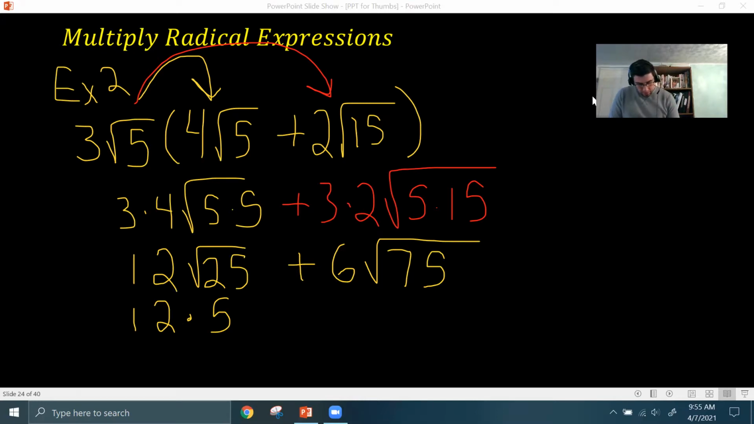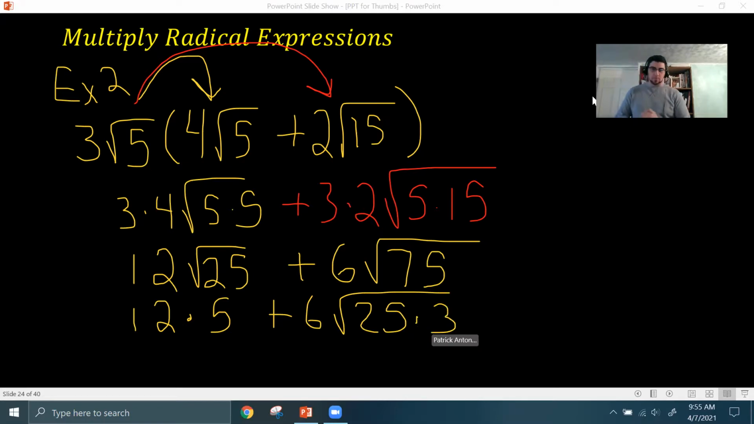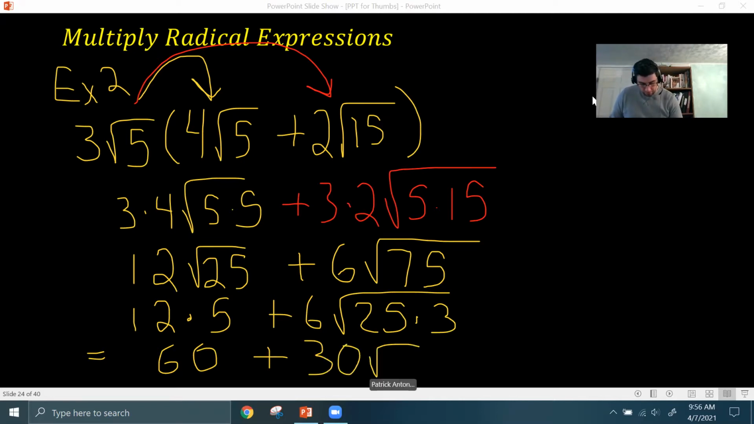Okay, now square root of 75 can be thought of as 25 times 3. Okay, because 25 is a perfect square factor of 75. Okay, let's clean this up. 12 times 5 is 60. Plus, now let's do two steps at once. The square root of 25 is 5. That's going to come outside of the radical and hit the 6 and multiply it. Okay, so that gives you 30 square roots of 3. Now we're done. There's no more we can do.